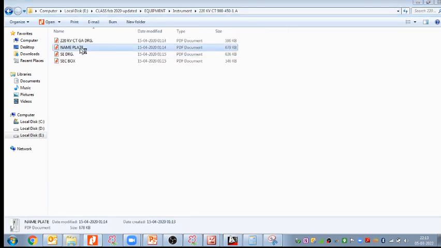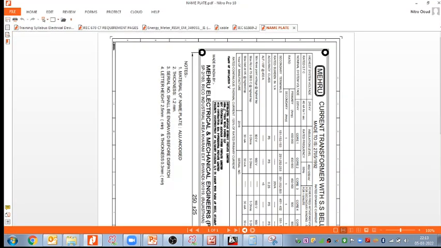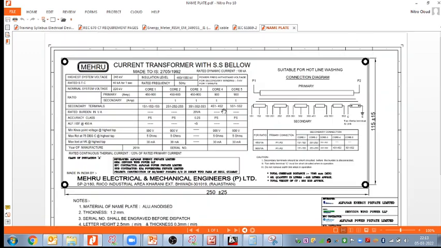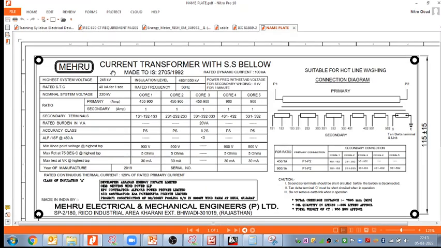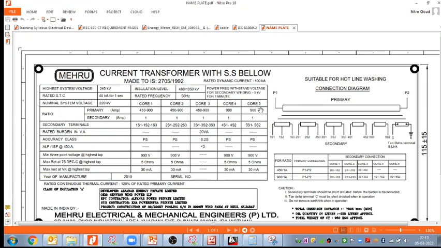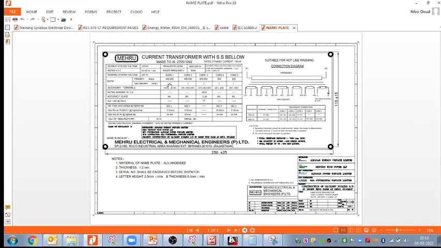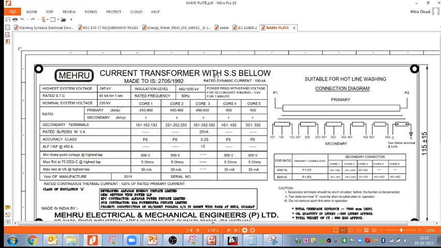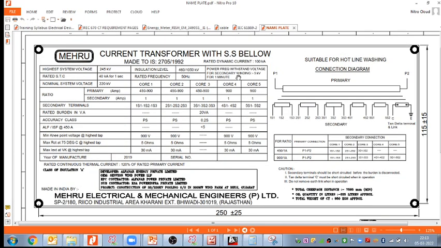Okay, that nameplate we can see. This is a Maru make CT. Maru is an Indian manufacturer that manufactures CTs. Let us try to understand this CT rating plate. Current transformer with the SS is what? What is SS? This is a 220 kilovolt CT rating plate.